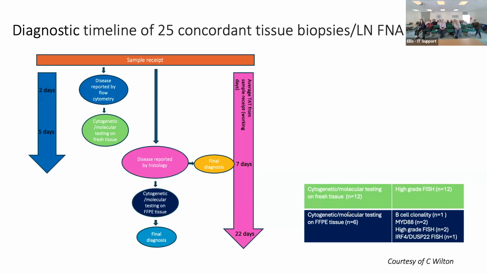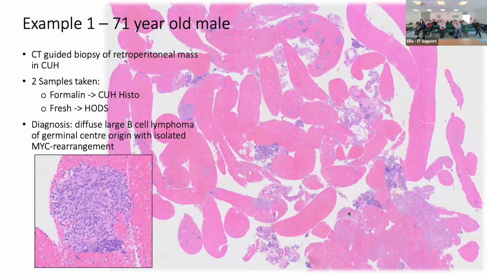But you see the 22 days is where we have to do additional testing that was not thought of at the time of flow cytometry, but that can be optimized as well. So I thought I'd give you some examples. I think this is one of Ed's cases actually.